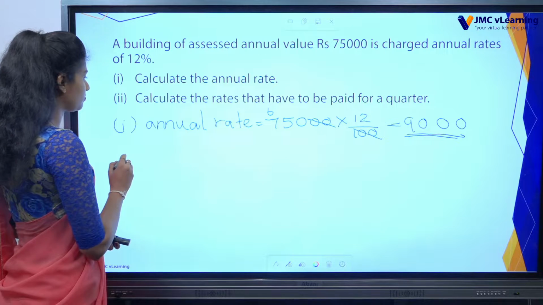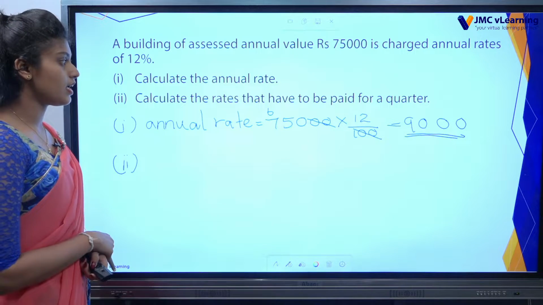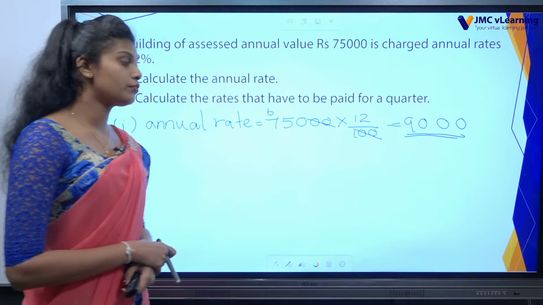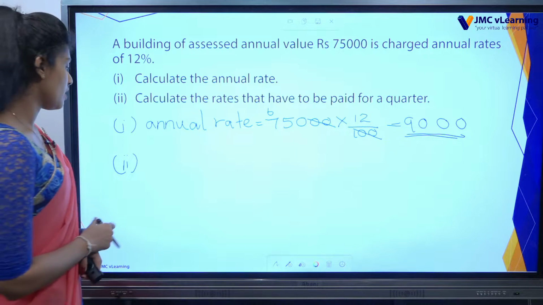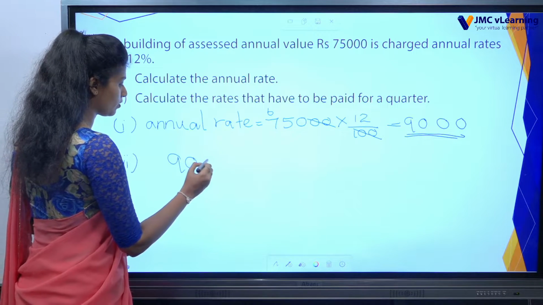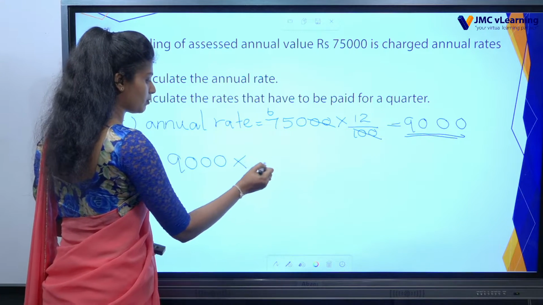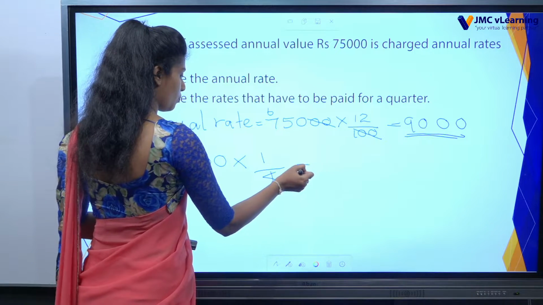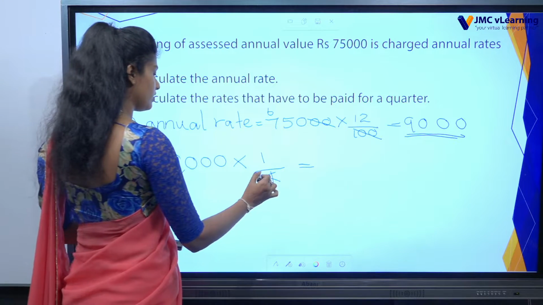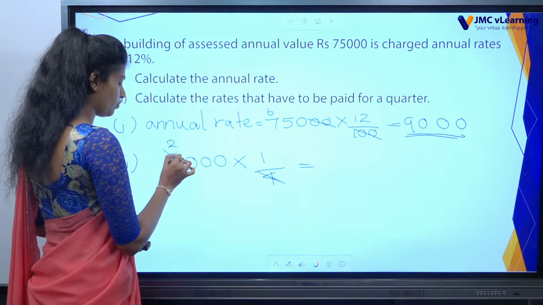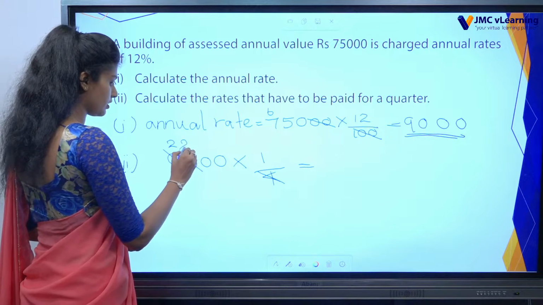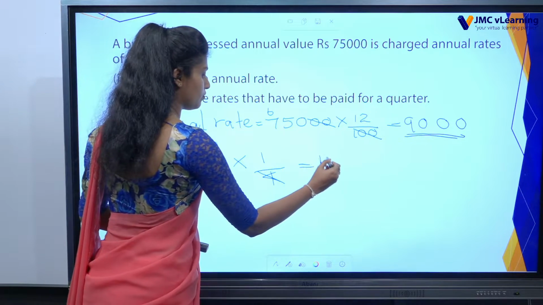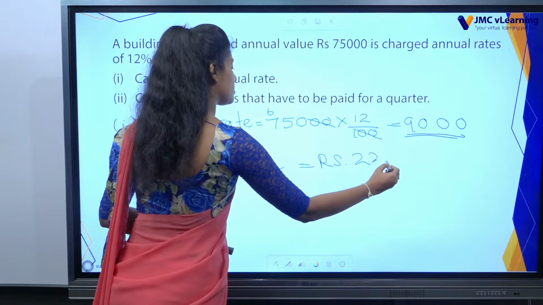The second question: calculate the rates that have to be paid for a quarter. This is the annual rate. You have to find the quarter. Quarter means 3 months. To find the quarter, this is the 1 year, so you have to multiply it by a quarter. That means 9,000 you have to divide by 4. What is the answer? Let's divide. Here 2, 4, 10. How many 4s are there? Again 2, left 2, 25, 0. For a quarter, how many rupees do you have to pay?